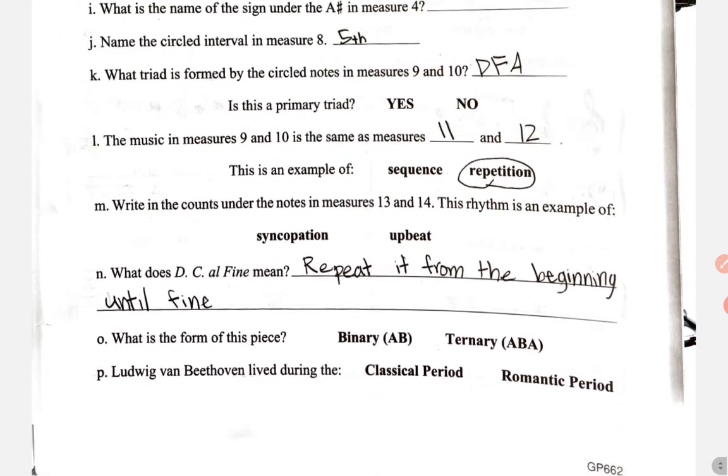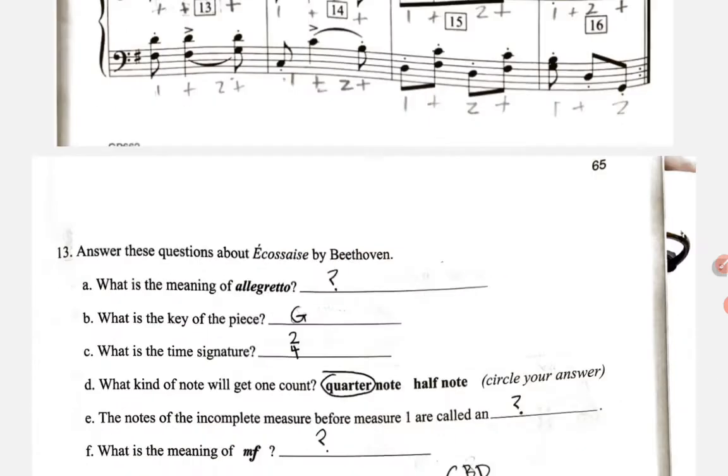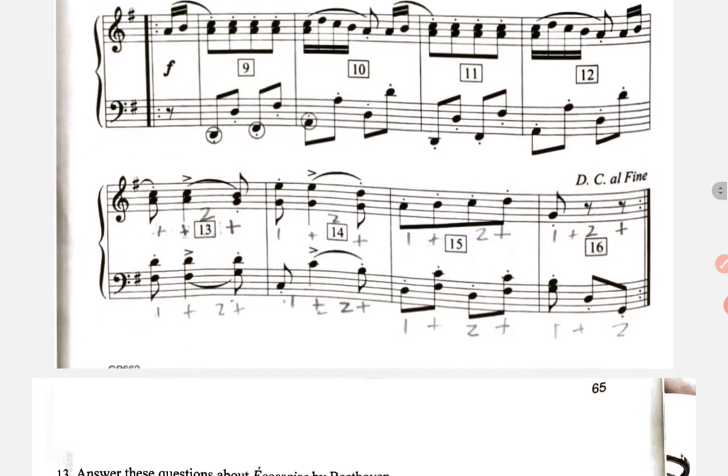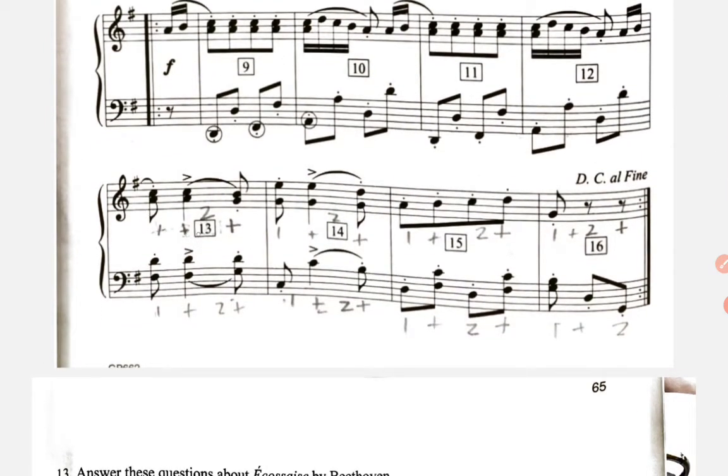Write the counts under the notes in measure 13 and 14. Okay, the rhythm and syncopation of upbeat. Let's see first the counts for 13 and 14. 1 and 2 and 1 and 2 and... Oh, you actually did more. You did 15 as well. And you did separately baseline. Well, good job. So this student is really good because she made sure she wrote everything under every hand.